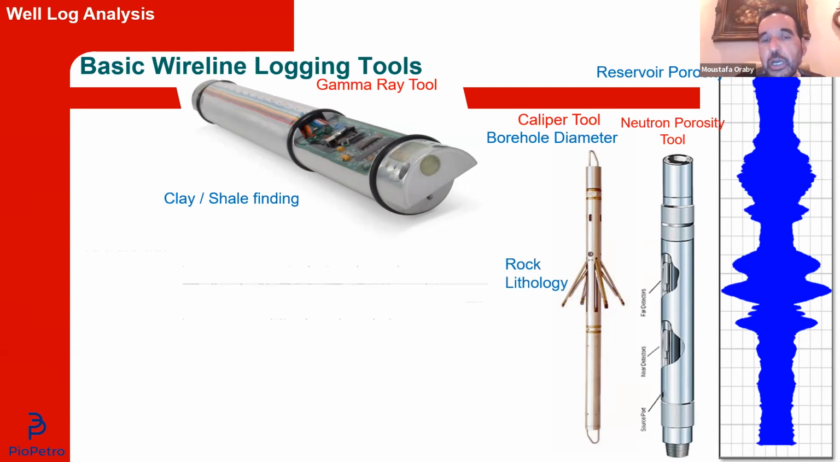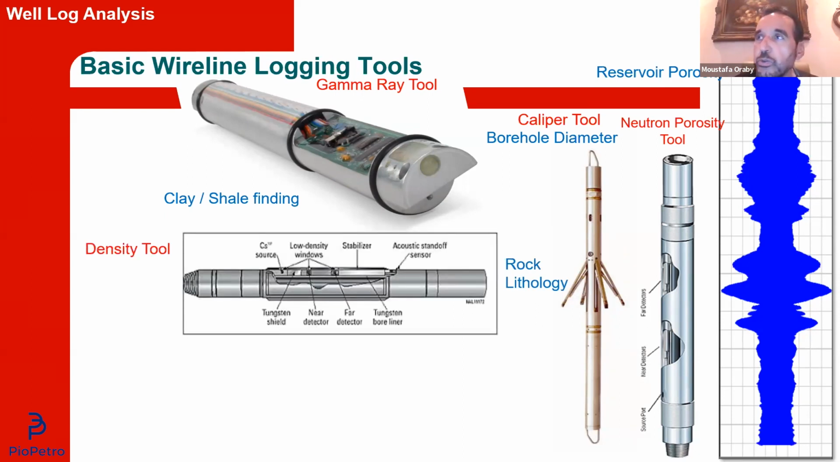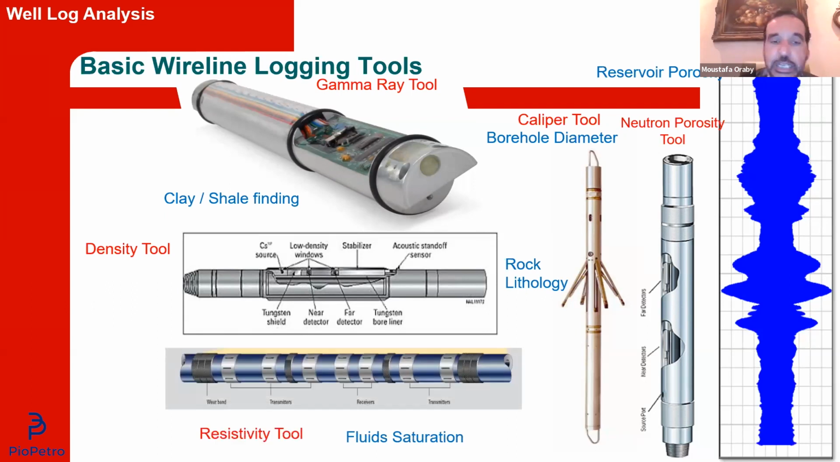Then we go for the rock lithology, which combines the neutron tool and another tool called the density tool. The density tool gives us the density of the rock that the tool is seeing. When we combine the neutron and the density, we come up with a very interesting type of analysis that will help us identify our reservoir. Then the last but not the least is the fluid saturation tool, which is the resistivity. So this is the box of the tool.